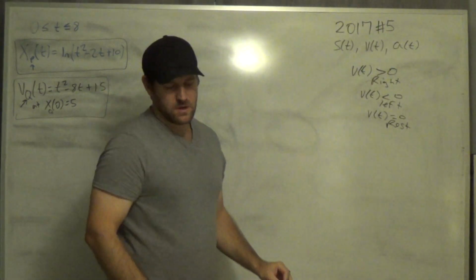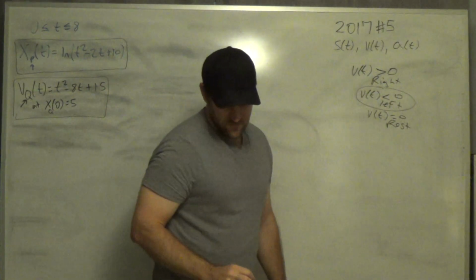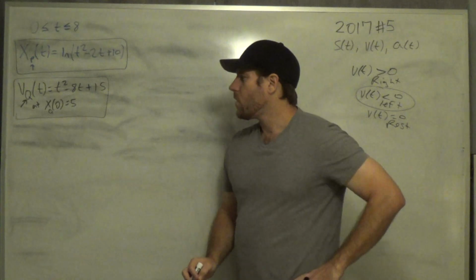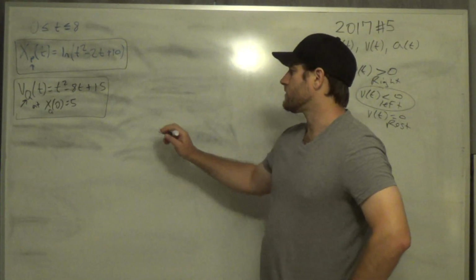So in this question, when they want to know when is the particle moving to the left, we want to know when is the velocity negative. Okay, and from time 0 to 8. All right, so we need to make a sign chart of velocity, and to make that sign chart of velocity, we're first going to take the derivative.